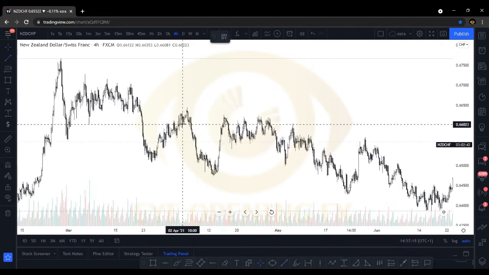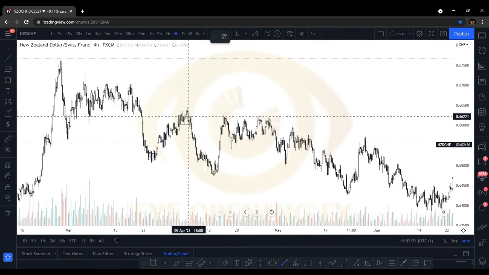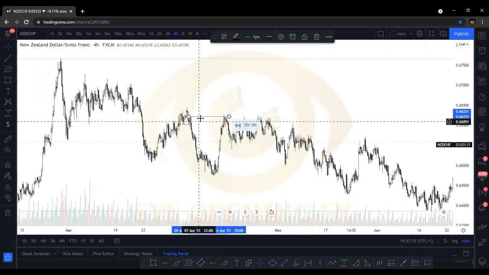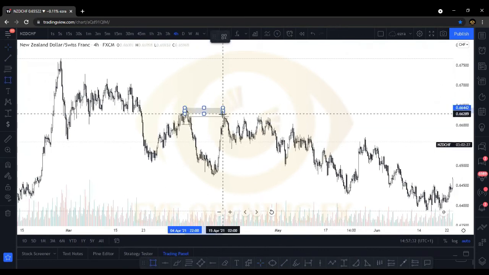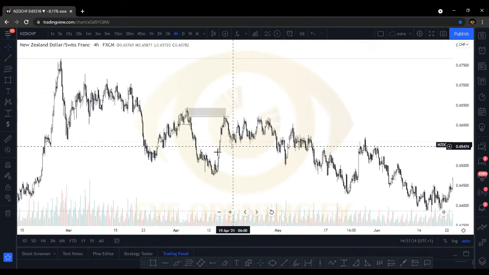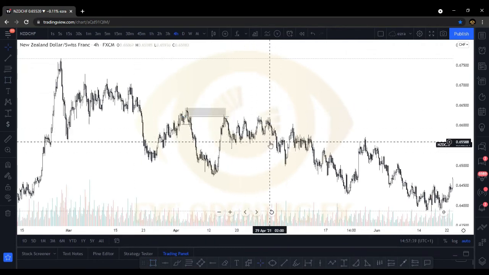Now here, this is where we will have a minor break of structure. Then this high will be liquidity. You will notice how market is reading them: primary inducement and internal inducement. We will teach about all of it in our next class. So we finish everything about inducement in our next class.